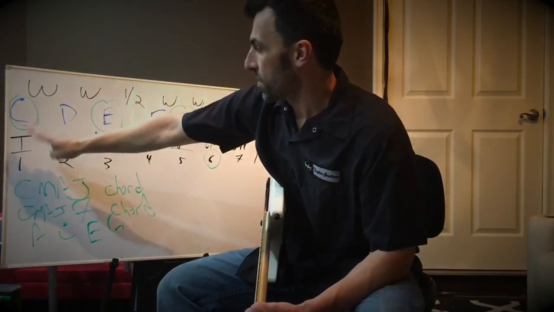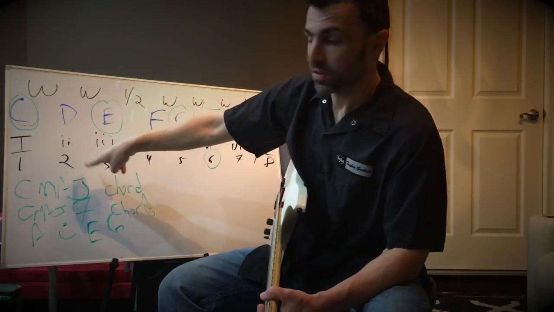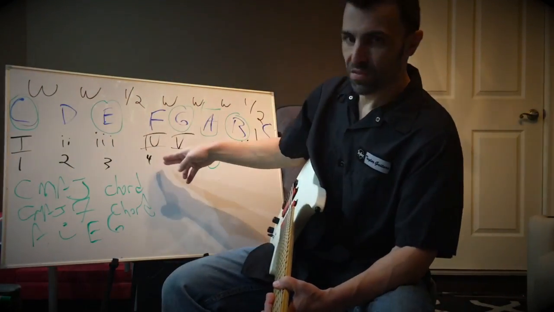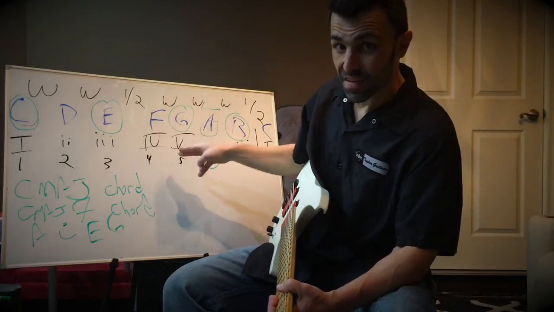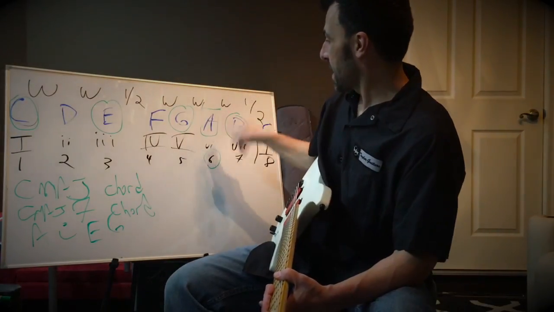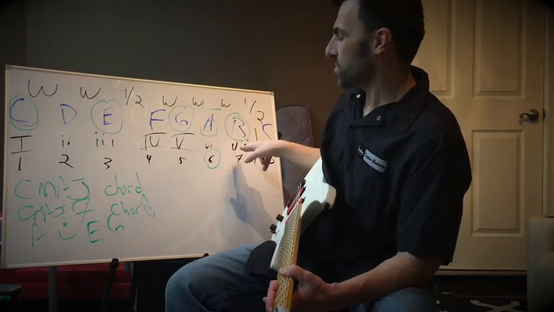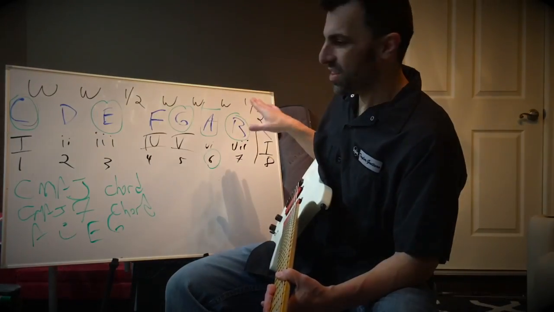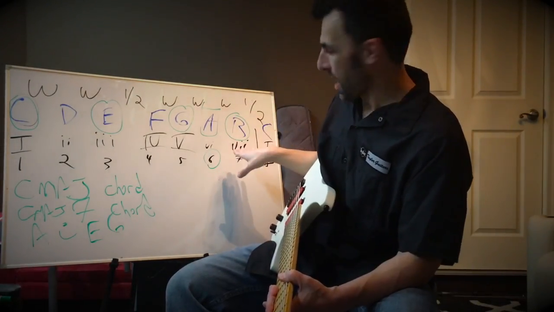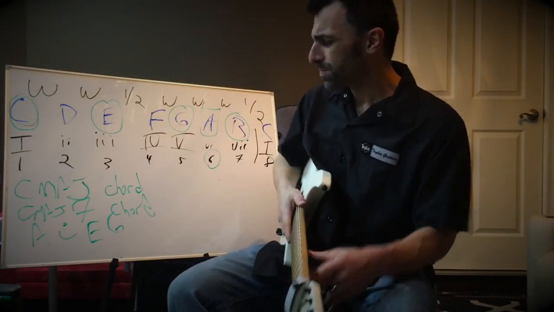Well, you're going to end up with a major 7 on the 1, a minor 7 on the 2, a minor 7 on the 3, a major 7 on the 4, a dominant 7 on the 5. Remember, 5 is dominant. A minor 7 on the 6, a minor 7 flat 5 on the 7 is what we're going to play for now. And then, of course, it all starts over again.